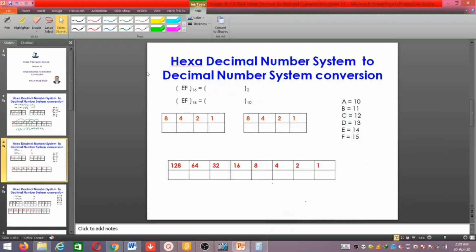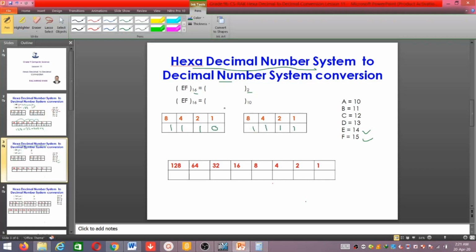Now I have E and F, and I want to convert it into decimal, but as I told you, you cannot do it in one step. From hexadecimal to decimal you need two steps. First you convert it into binary and then you convert it into decimal. So E is 14 and F is 15. How do you get 14? 8 plus 4 plus 2. I put 0 here, and for 15 you need all ones.